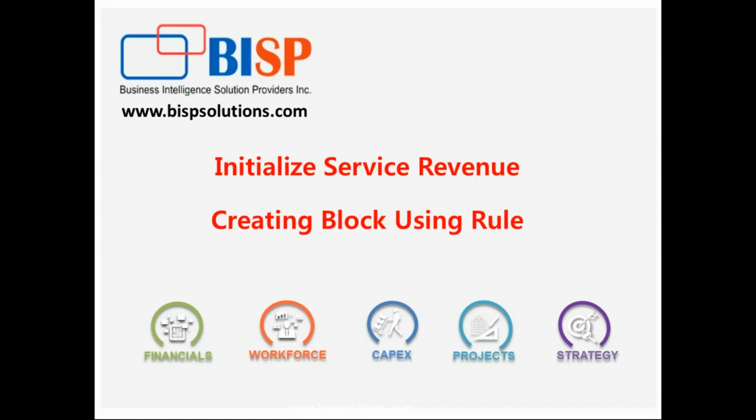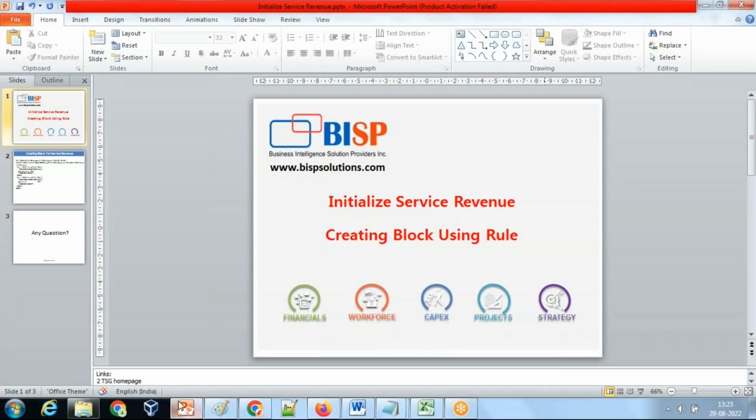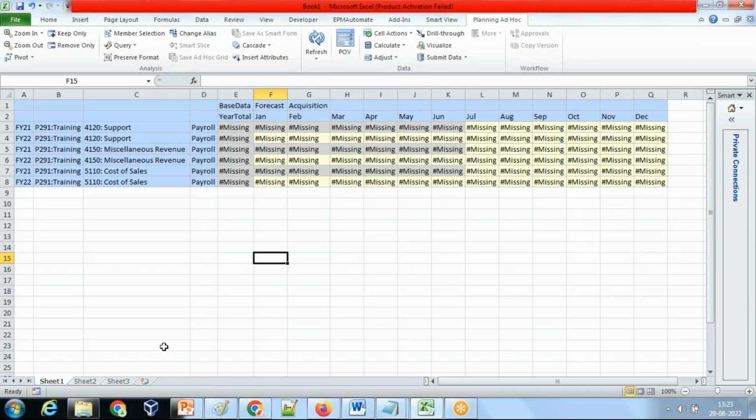Today we are going to do one of the interesting examples for Oracle planning. I'm going to teach you how to initialize your service revenue, and I'm going to create a block on the fly. So here is a requirement. I already prepared a requirement sheet in Excel in Smart View.